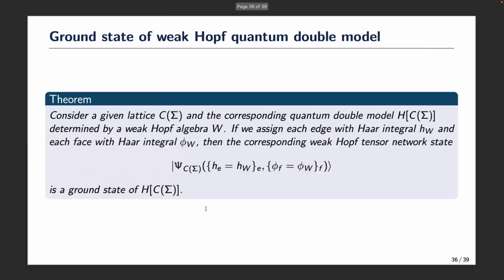So to define a ground state, we need to keep a special labeling on the graph that we have seen. Given a lattice on a closed surface Sigma, we consider the quantum double model given by a weak Hopf algebra W. We can assign each edge with the Haar integral h_W, and we assign each face with the Haar integral phi_W here, and then this labeling will give a ground state of the Hamiltonian that we have seen before. So this will give one of the ground states in terms of the weak Hopf tensor network. And what about the boundary?